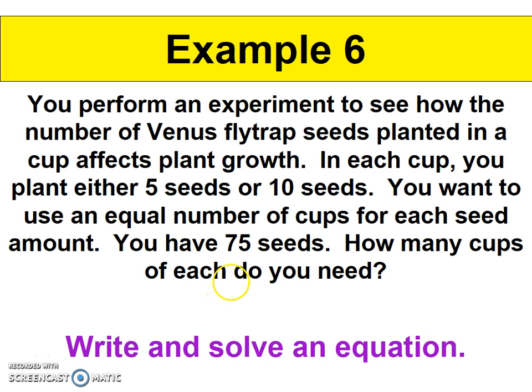All right, let's look at a couple of word problems to wrap up here. You perform an experiment to see how the number of Venus flytrap seeds planted in a cup affects plant growth. In each cup, you plant either 5 seeds or 10 seeds. You want to use an equal number of cups for each seed amount. You have 75 seeds total. So how many cups of each do you need? And we're going to write and solve an equation to represent this.